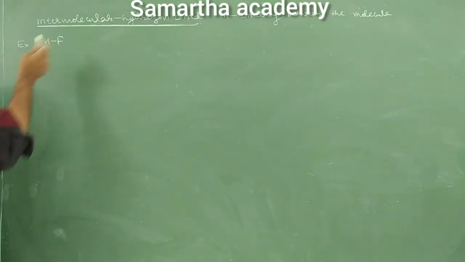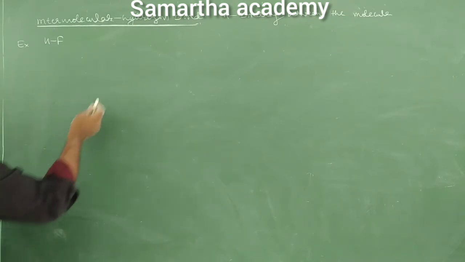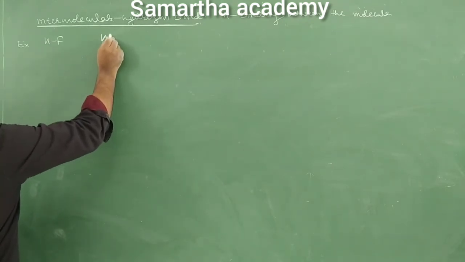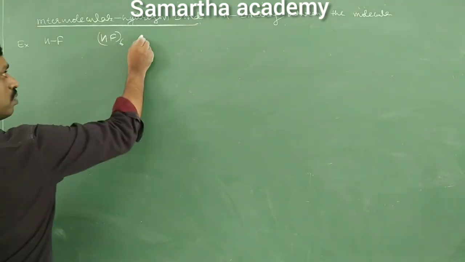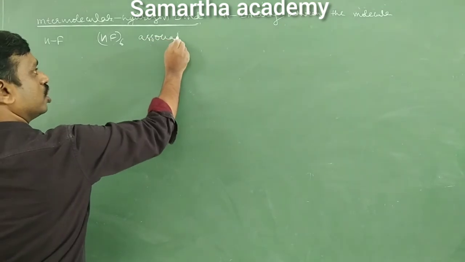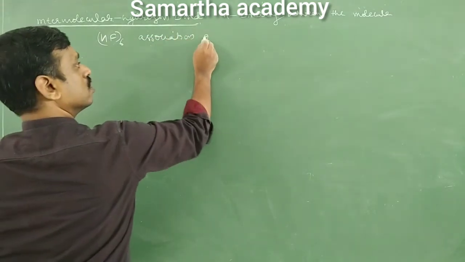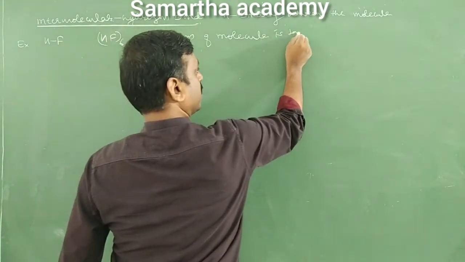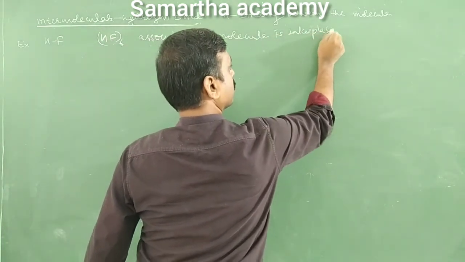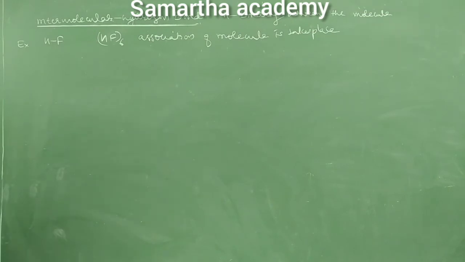Tell me, in between HF there is an intermolecular bond. Due to intermolecular, what happened? HF exists as an HF6 polymer. It is called association or not? That means association of molecules takes place. In intermolecular, association of molecules takes place.